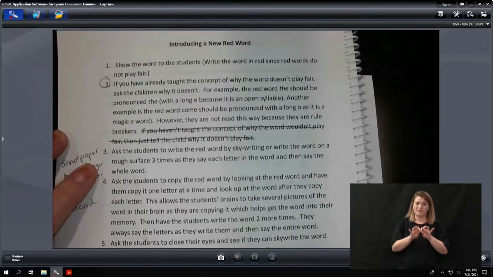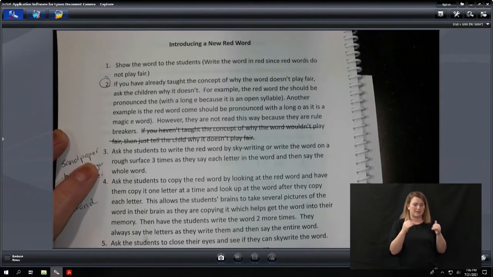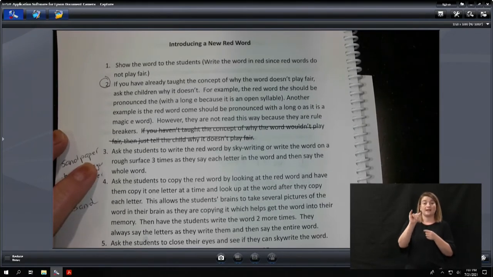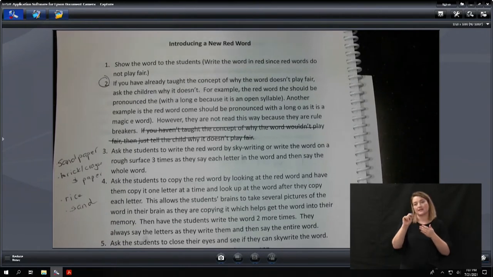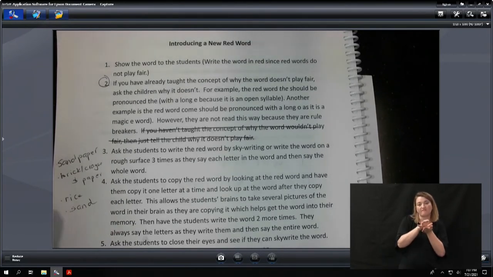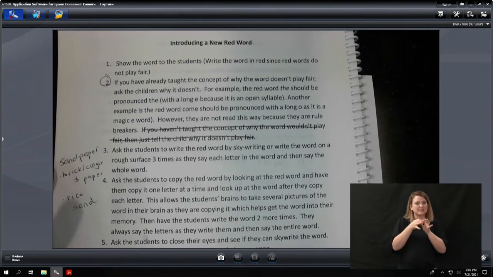Okay, then you ask them to write the red word either by skywriting it, which is probably one of the simpler things to do in a classroom, or on a rough surface. A teacher last week said she was going to get sandpaper for her children. She was going to have an OG bag that had everything in it for them, and she was going to get some sandpaper. That was going to be her rough surface because it was simple, it was easy. I often use a brick in my classroom, and I have them put a piece of paper over it and push really hard with a crayon, and that makes a nice multi-sensory piece.